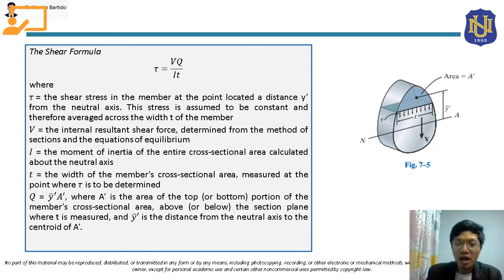Okay, and then Q here class. Okay, so this is y bar prime times A prime, where A prime, this is the area of the top or bottom portion of the member's cross-sectional area, above or below the section plane where T is measured, and y bar prime, this is the distance from the neutral axis to the centroid of A prime.